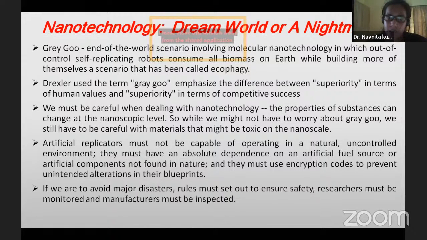Sometime in 1986, one person told about the grey goo, that is the end of the world scenario involving molecular technology in which out of control self replicating robots consume all biomass on the earth while building more of themselves, a scenario that has been called ecophagy.